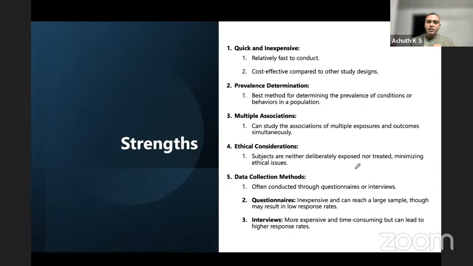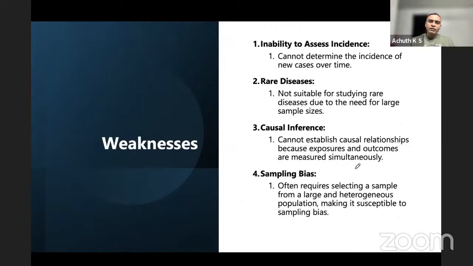How do we collect our data? Based on our questionnaires, interviews, and even these interviews are not much expensive. Weakness: inability to assess the incidence which will happen in the future. It is not suitable for rare diseases. Causal inference cannot be established. Okay, we saw in the previous slide. And we can have sampling bias because we are taking only people who are available at that particular point of time. Okay.